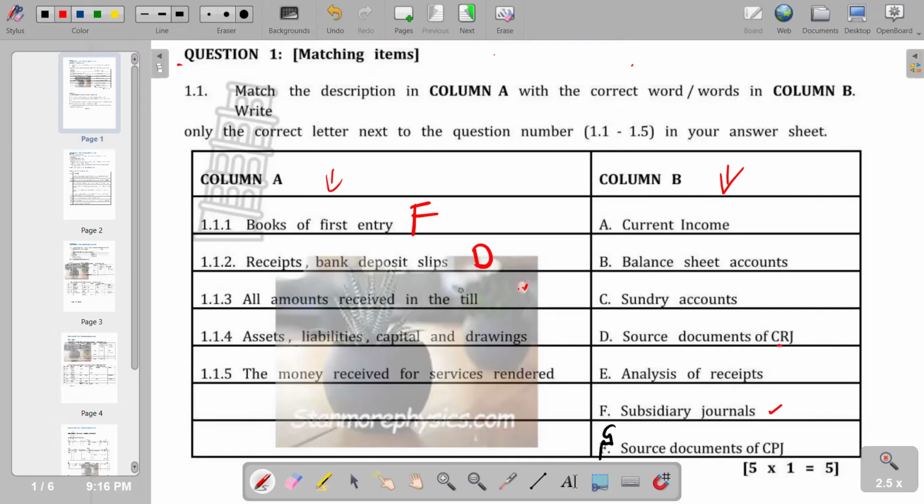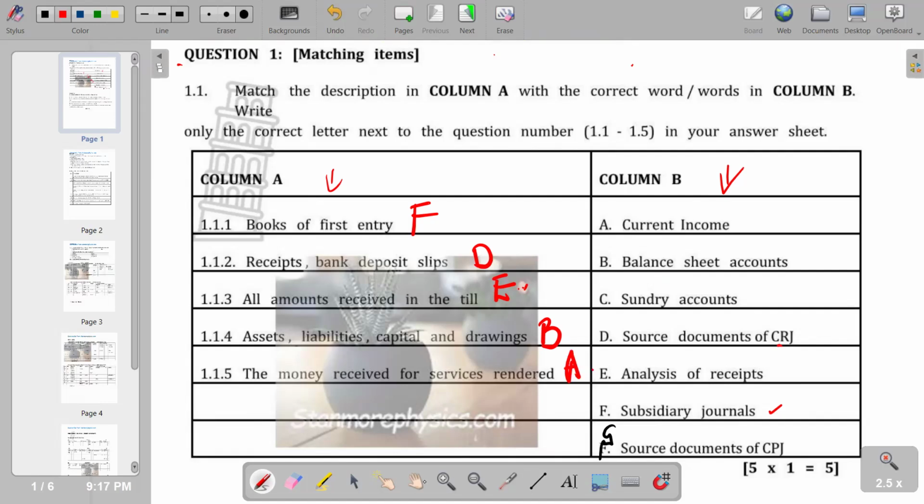Number three, all amounts received in the till, again, which is the corresponding description that we have in column B. So you see that this is analysis of receipts, which is the most appropriate. So we have E. Then we go to number four, assets, liabilities, capital, and drawings. So you see that this represents elements of the balance sheet. So they are elements of the balance sheet. So we have B. And then number five, the money received for services rendered. According to the response given, the most appropriate that we have is current income, which is A.